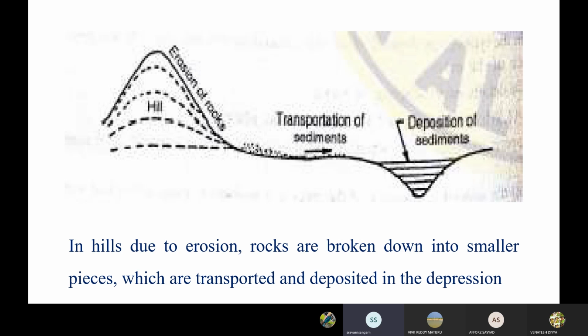Then we can call them sediments. The next stage is transportation: the sediments travel to a certain point through a region. At that point, the sediments settle down or are deposited, and then we can call it a depression. In that way, exogenous geological agents work.